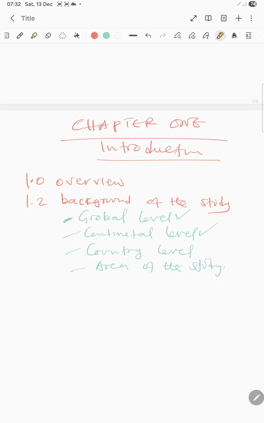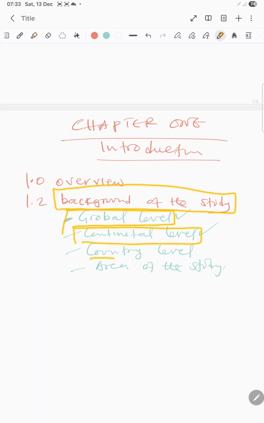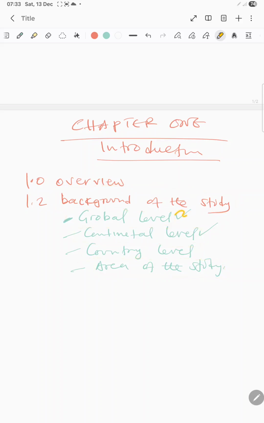Again, what you do is that you can acknowledge authors at global level, maybe in 2 paragraphs or so, because we are saying that the background of the study is just a brief acknowledgement. So you write the global level in 2 paragraphs, continental level in 2 paragraphs, the country level also in 2 paragraphs, area of the study also in 2 paragraphs. So you start by mentioning scholars who have done the same topic at global level, you come to continental level, you come to country level, and then narrow it down to the area of the study. So basically, this is what you do when writing the background of the study.